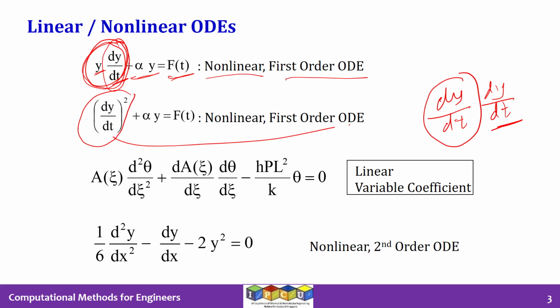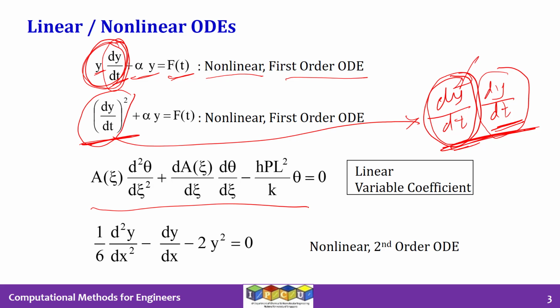So you can write this as the product of dy by dt with itself. And you can say, well, the term is dy by dt, its coefficient is dy by dt. And since dy by dt involves y, this term is going to be nonlinear. So this is the term that induces nonlinearity.